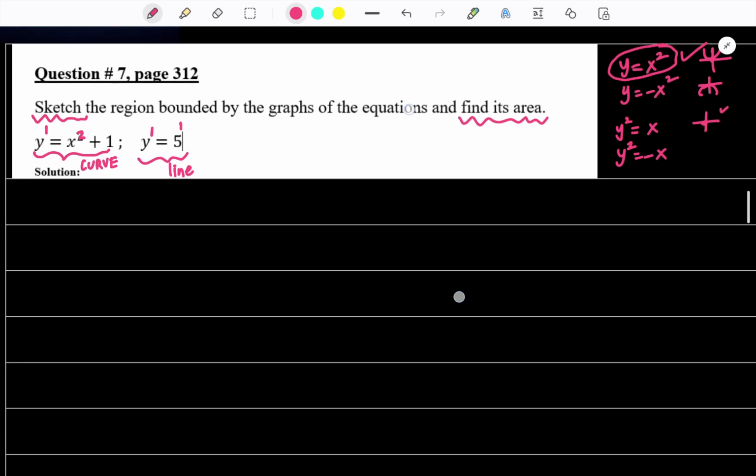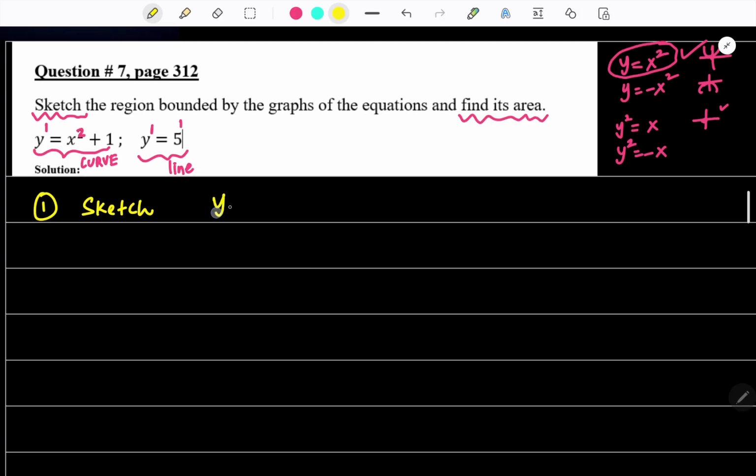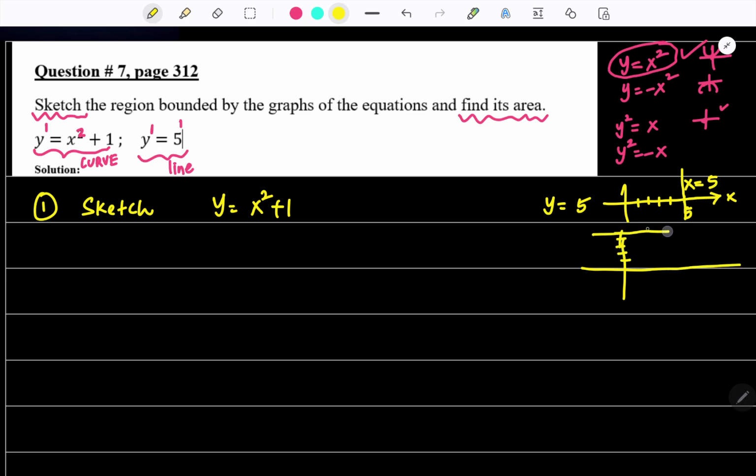First one, I need to sketch. So step number 1, I'm going to sketch. I need a little practice here because it is y equals x squared plus 1 and y equals 5. Y equals 5 is very easy, right? How to draw y equals 5? Look here. This is 1, 2, 3, 4, 5 on the y-axis. This is the x-axis. So x equals 5 would be a vertical line, but y equals 5 means this horizontal line through 5. It's very easy. Y equals 5 is easy to draw, but x equals 5 is not what we have here.